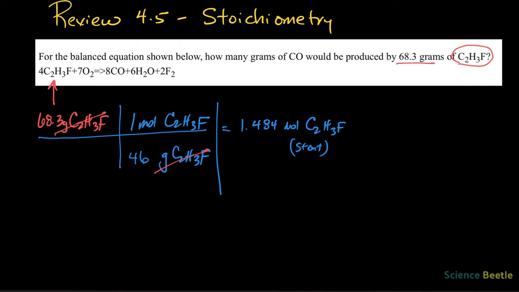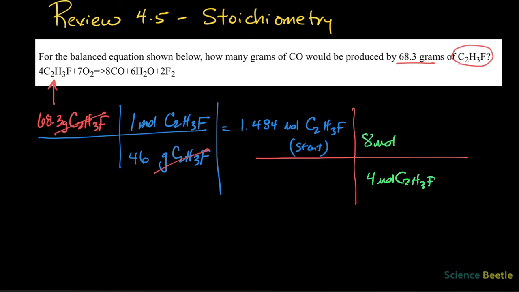You could have easily done this and continued on in the stoichiometry setup. And so what I'll do here is I'll just do this as a second step, and then we'll do the ratio down here at the bottom. In this particular case, for the second part, we know that we've got 4 moles of the C2H3F is related to 8 moles of the carbon monoxide. And so we go ahead and cancel the moles of C2H3F, and so that will leave us with the answer of moles of carbon monoxide.